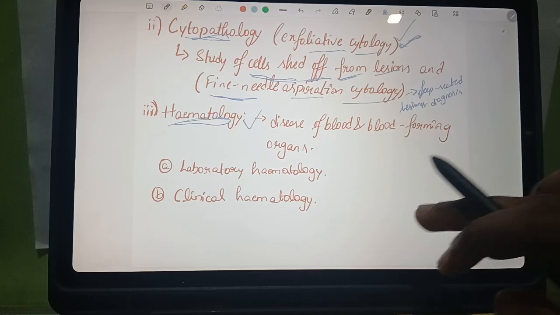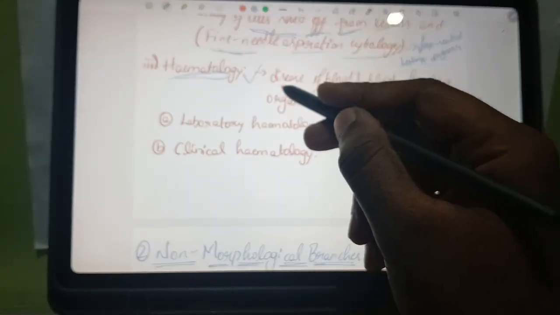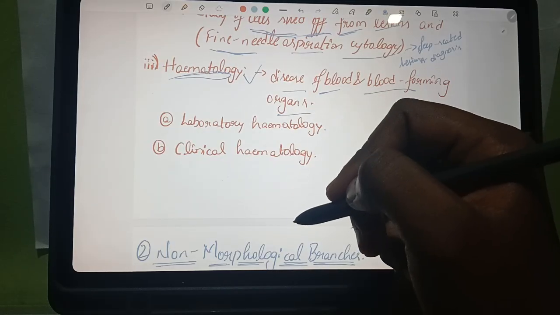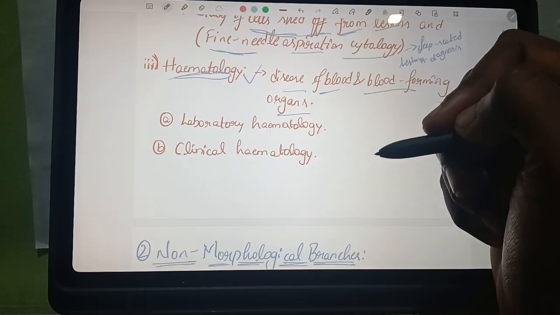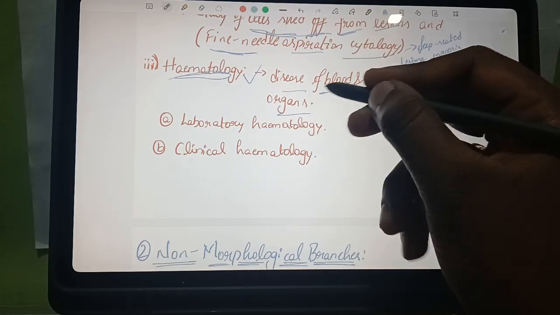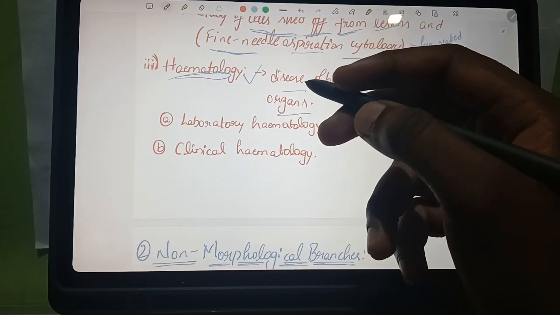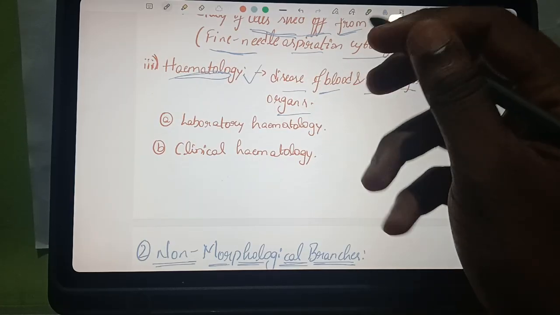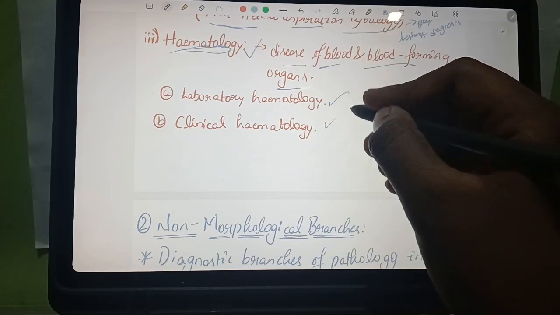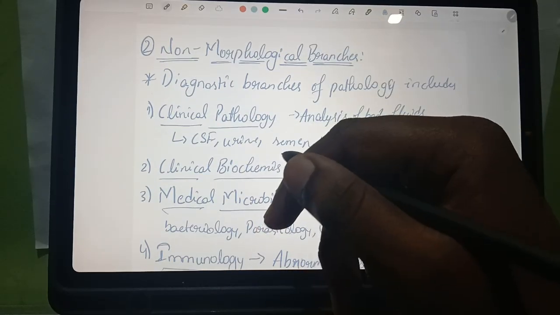And then next, hematology. It is a disease of blood and blood forming organs. What are the diseases of blood and blood forming organs? Means, for example, disease of blood, anemia, sickle cell anemia, and so many like that. And in that, laboratory hematology and clinical hematology. Next, we will move to the next topic, non-morphological branches.